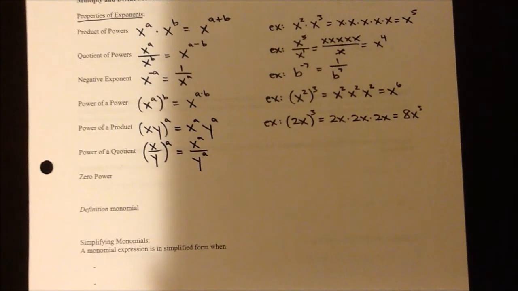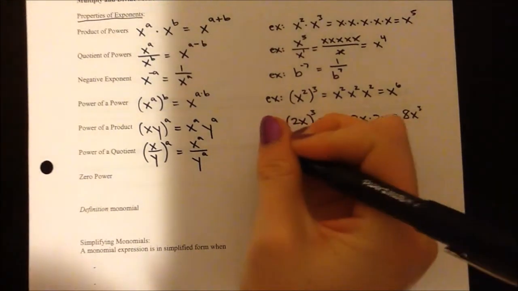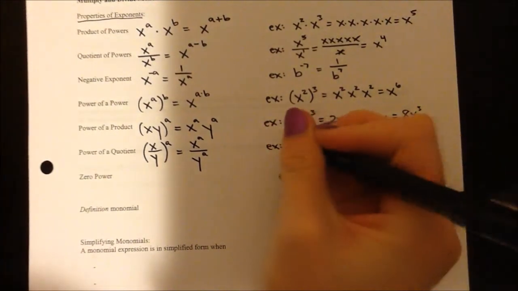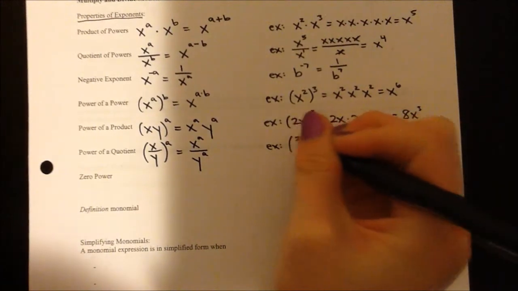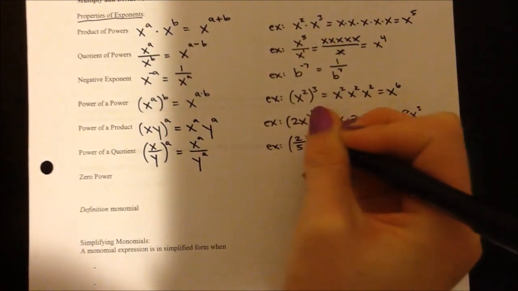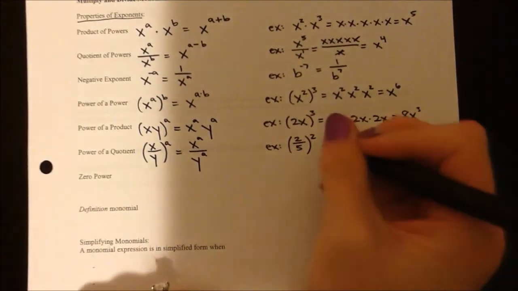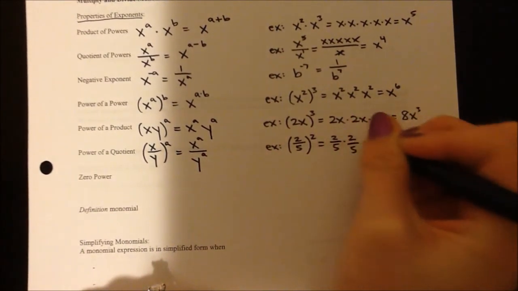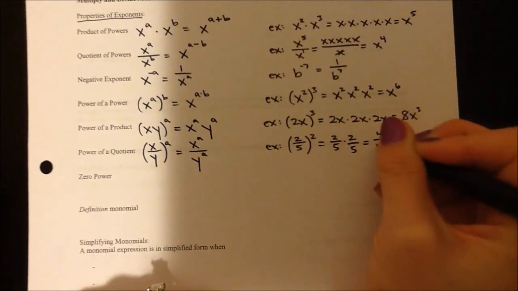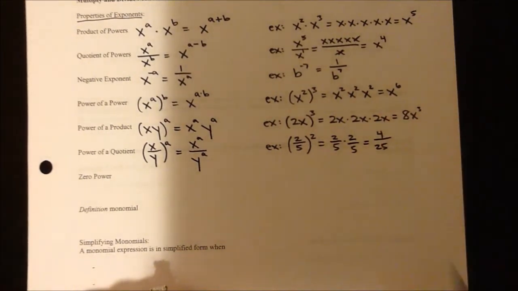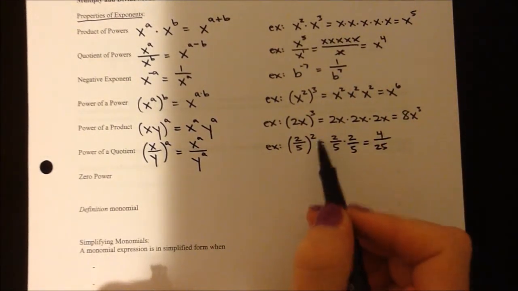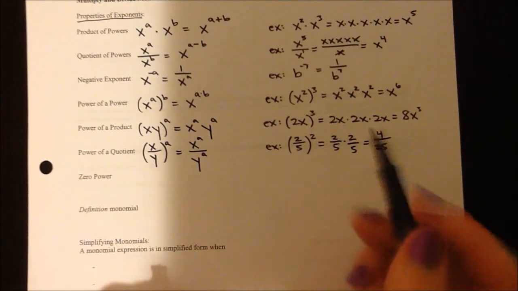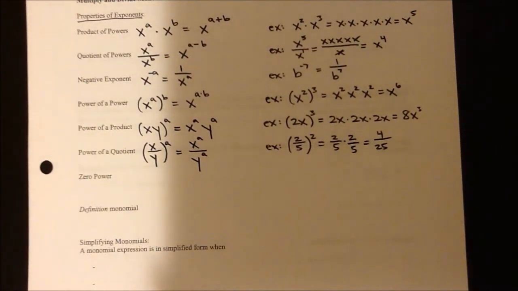Okay, so example, let's use a fraction for this one actually. Let's say we have like 2/5 or something like that, and you want to square it. You know that means we're multiplying 2/5 times 2/5. So 2 times 2 gives us 4. 5 times 5 gives us 25. So it's basically like I squared the 2, and then I squared the 5. It's like distributing that power to the numerator and denominator.